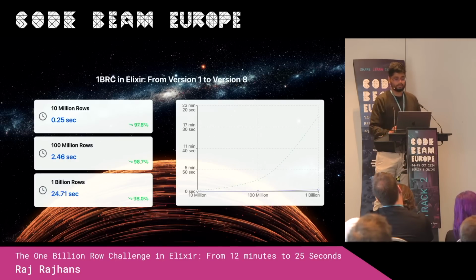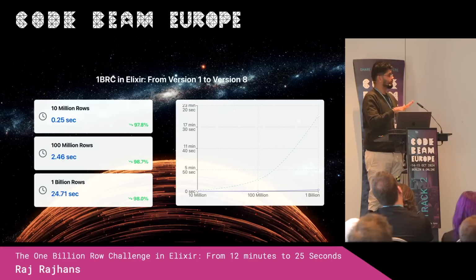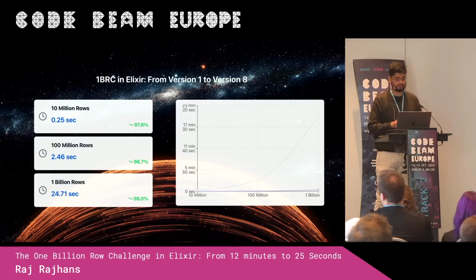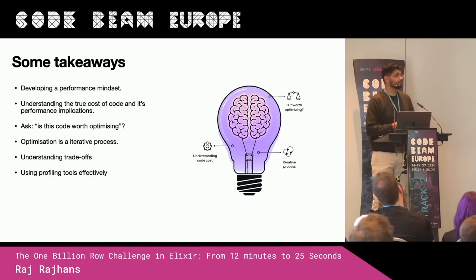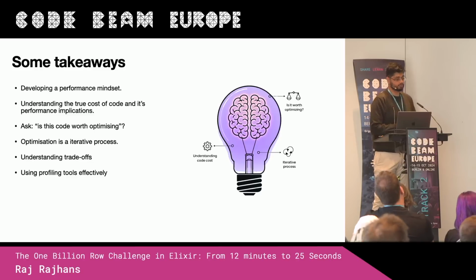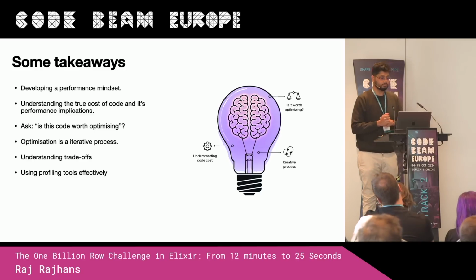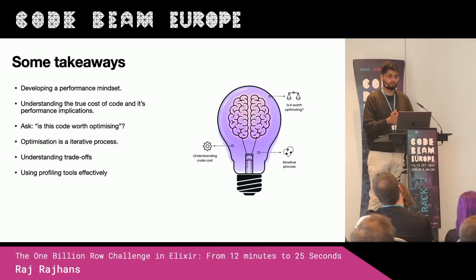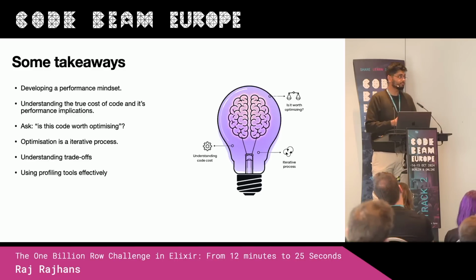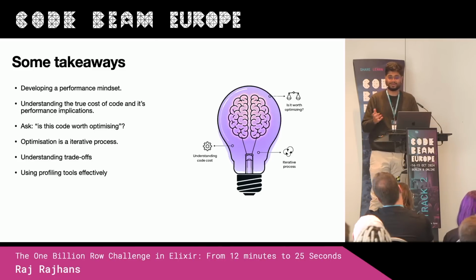So throughout the journey, we have gone from around 14-ish minutes to 24.7 seconds for a billion rows. And for me, this whole journey was, in addition to just having more speed and reducing the time, about developing a performance mindset. It was about understanding the true cost of the code that we are writing and its performance implications. Of course, I'm not saying we now rip out all the Elixir modules and write our own number parsers.